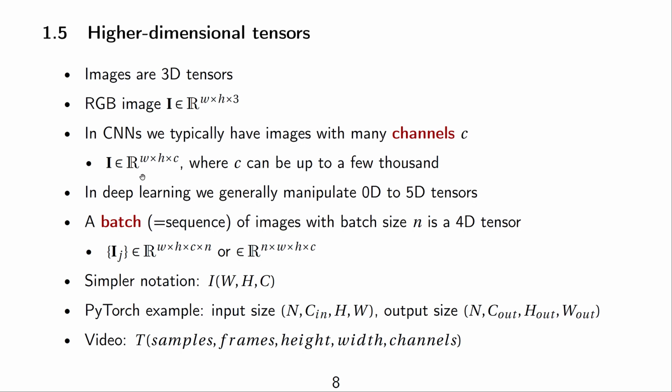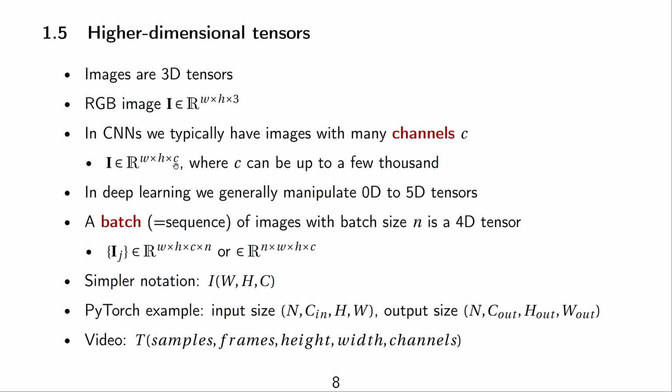So that means we will have a lot of these tensors of the form width times height times number of channels, where this can be up to a few thousand. In deep learning, we generally manipulate 0D to 5D tensors. Where do these 5D tensors come from?